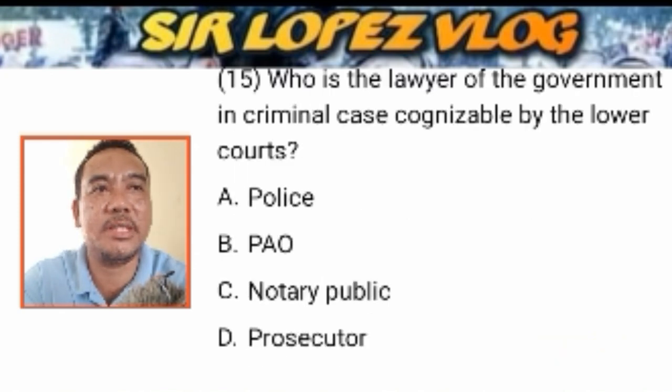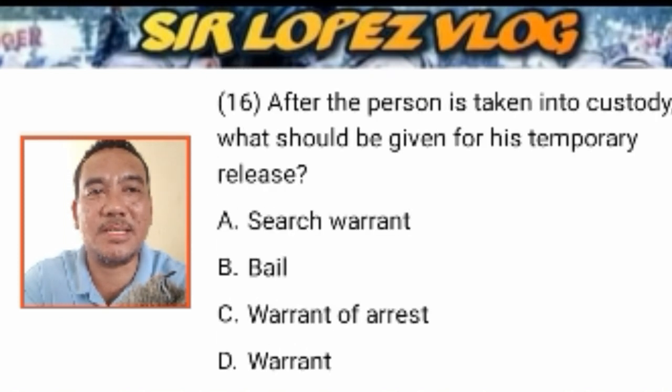Who is the lawyer of the government in criminal case cognizable by the lower courts? A. Police. B. PAO. C. Notary public. Or letter D. Prosecutor. Ang ibig sabihin ng PAO dito ay yung Public Attorney's Office. Okay? Public Attorney's Office, yung PAO. Number 16.